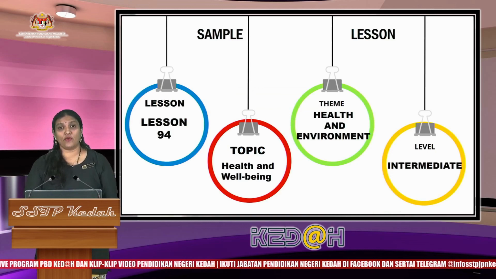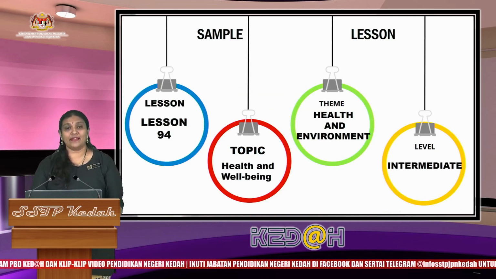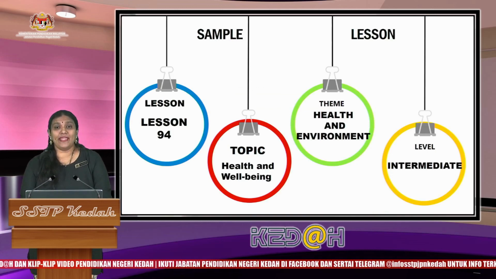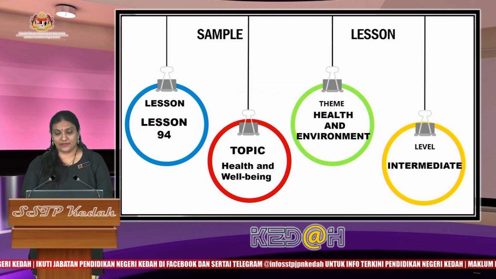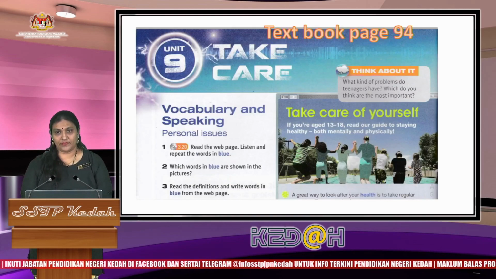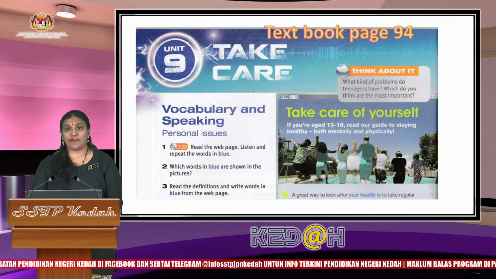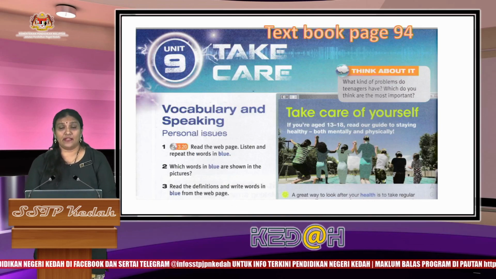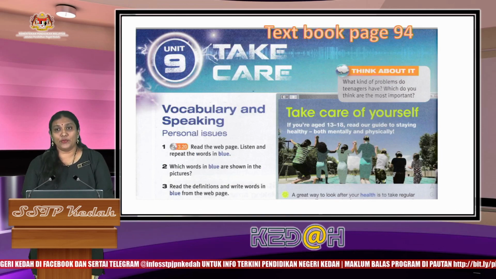This is the overview of my lesson today. Lesson 94, topic Health and Well-being, under the theme Health and Environment. The level of the students will be intermediate. Here is the page which I'm referring to for today's lesson. Textbooks, Pulse 2, page 94.